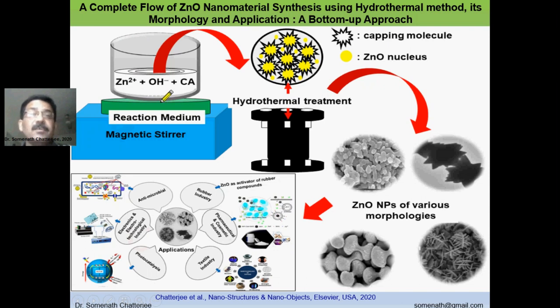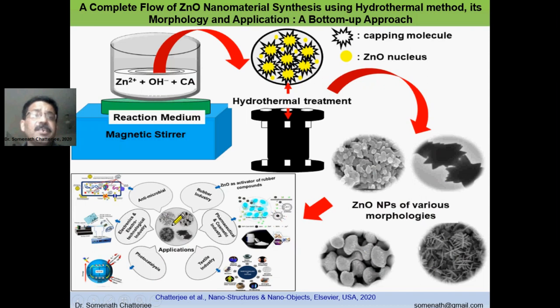This is another bottom up approach. Here we are doing the ZnO hydrothermal treatment. We are using the autoclave, and in the autoclave the yellow materials are basically the ZnO nucleus, and to resist them we are making a hydrophobic nature by the capping molecule. The capping molecule, as I told, is a surfactant. In this case we are using different tea leaf extracts.